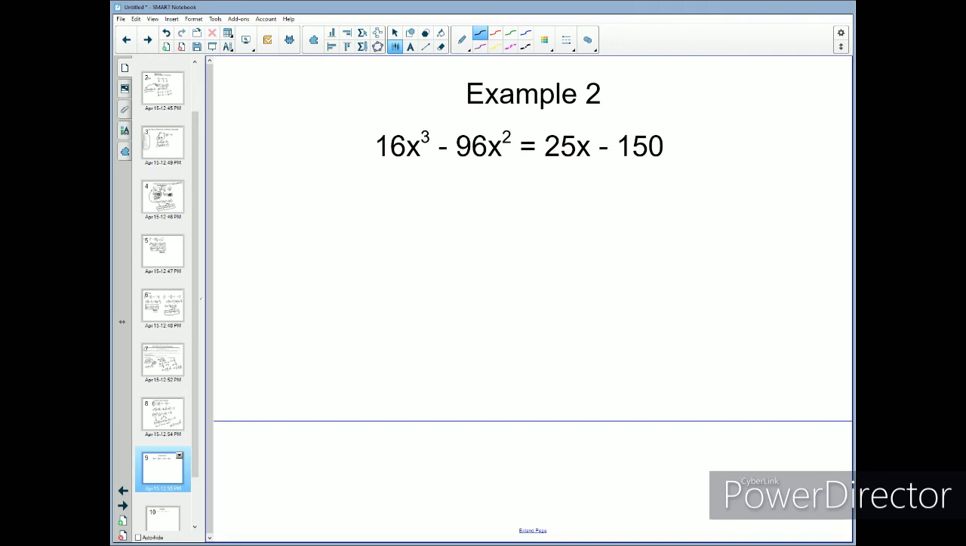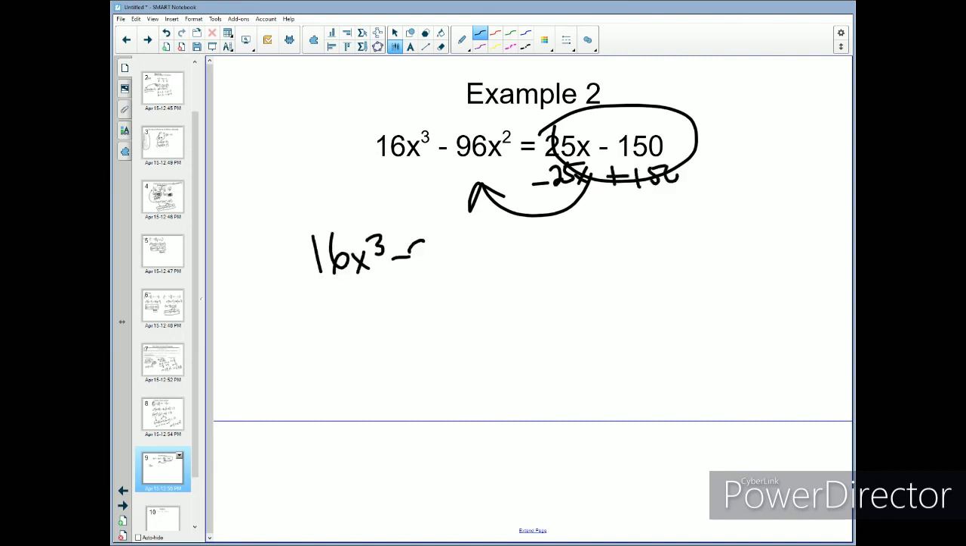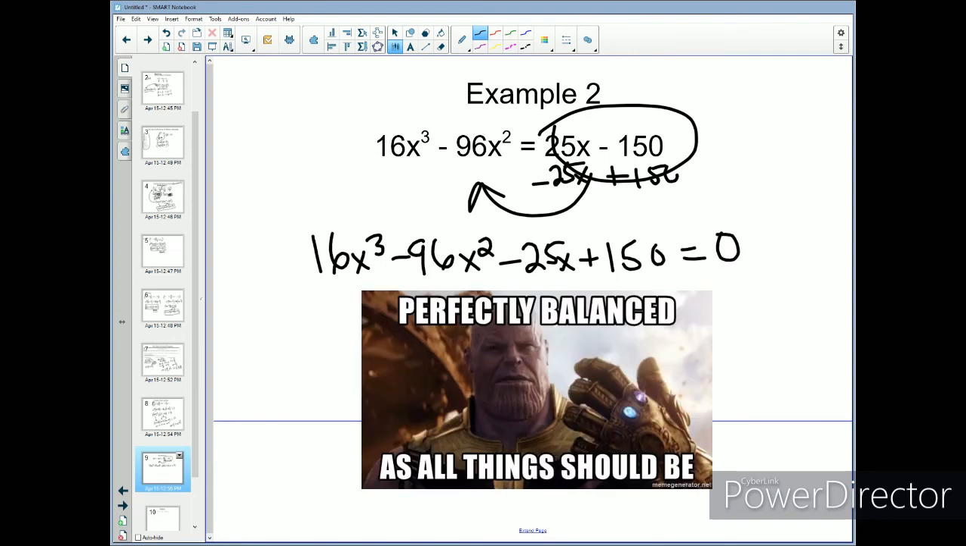Let's just move all this stuff to the other side. Just like that. Minus 25x plus 150. Let's rewrite it. 16x cubed minus 96x squared minus 25x, keeping it in standard form, plus 150. And what's on the other side? 0.